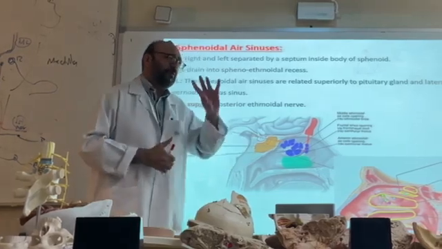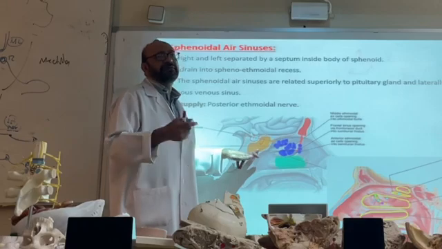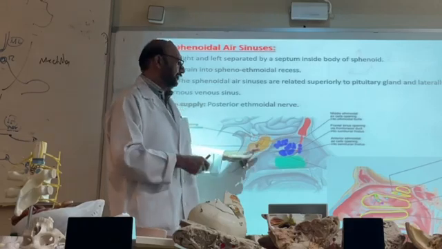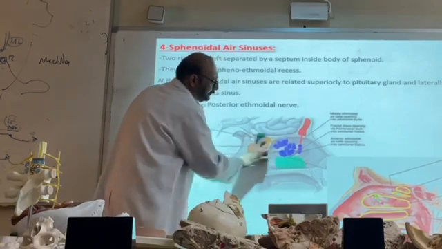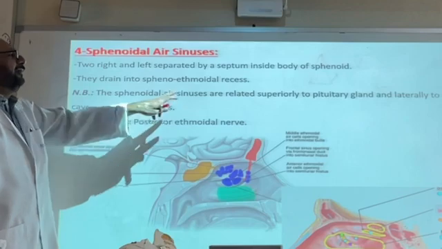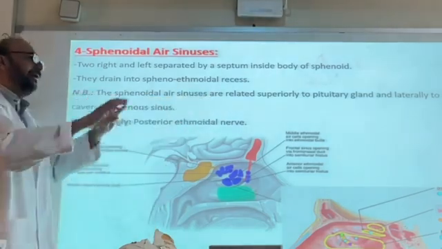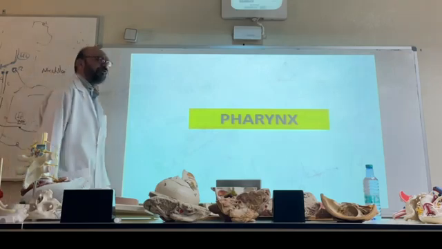The sinus normally contains air, so it's obviously black. Everything on the X-ray that is black is air. So, black, you should remember. This is the sphenoidal air sinus, and the sphenoidal air sinus is related superiorly to the pituitary gland and laterally to the cavernous sinus. Okay, any questions up till now?